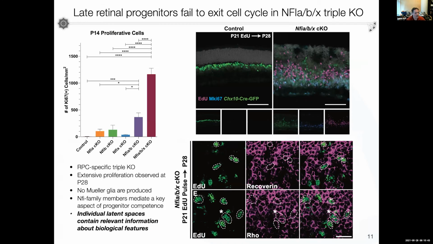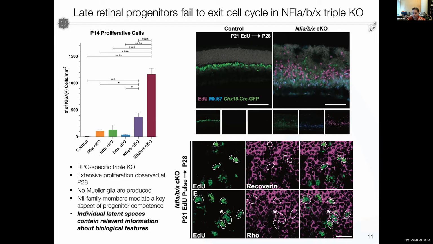And furthermore, if we knock out this population, we can see that we get increased proliferation in the progenitors and a reduction in the late-born cell type identities within the neuron. They fail to produce Mueller glia, and they never leave the cell cycle. At least 30 days postnatally, these progenitors are still dividing within the developing retina.